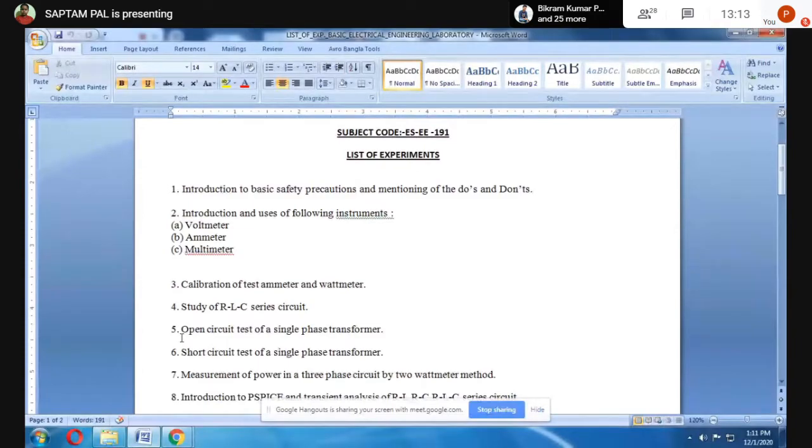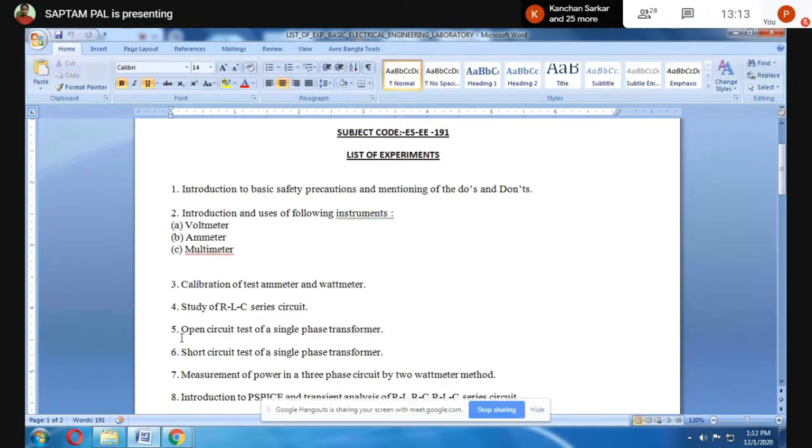So in our laboratory, there is a single phase transformer available. So we have to find out the open circuit test. And the next experiment, number 6, is the short circuit test of a single phase transformer. The open circuit test is conducted at rated voltage.